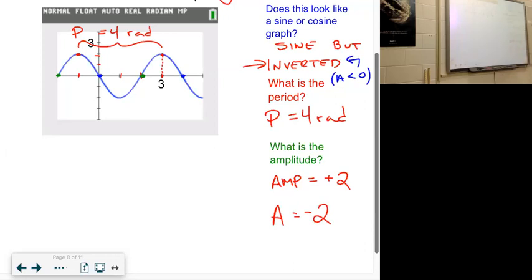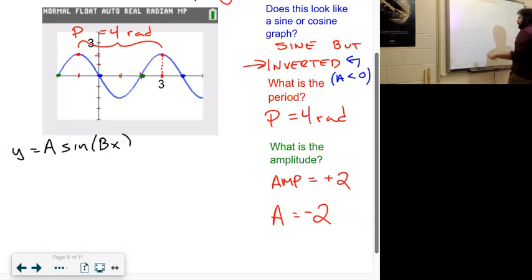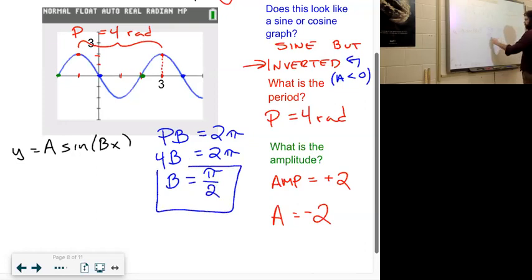Okay. I am using the sine function, so I have to model this: y equals A sine of Bx. I have my A value. I need to find my B value. I have my period. Remember, period times angular frequency is always 2 pi radians. So my period is 4. My angular frequency is unknown. I'm going to divide both sides by 4 and get an angular frequency of 2 pi over 4, or just pi over 2 radians. Now I have my angular frequency.